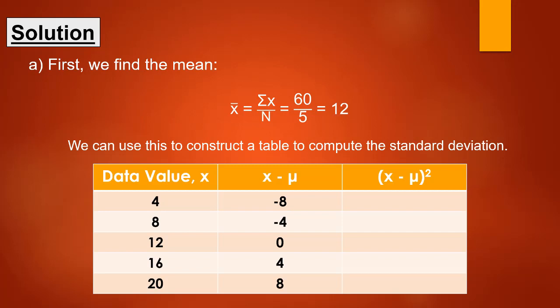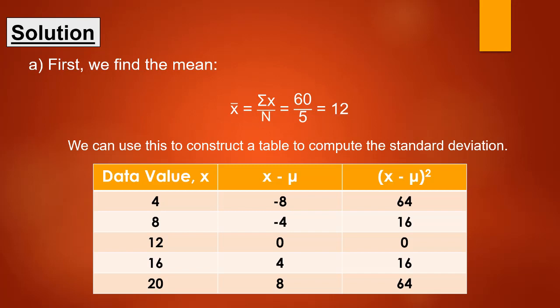Then we're supposed to square the deviations because we want to get rid of the negativity. So negative 8 squared is 64. Remember, when you square, you should get positive numbers. Negative 4 squared is 16. 0 squared is 0. 4 squared is 16. 8 squared is 64.